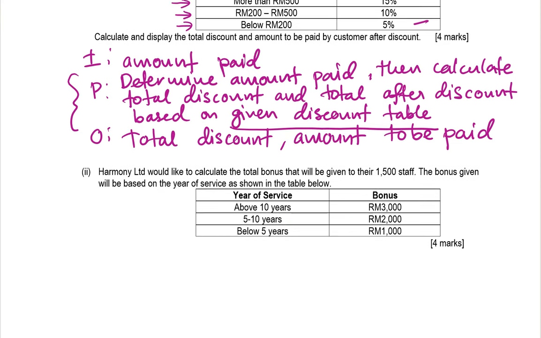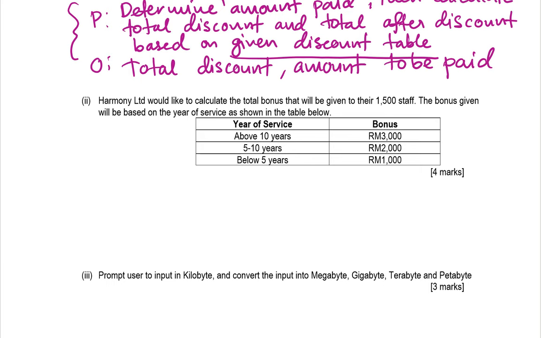Alright, next. For the next question, Harmony Limited would like to calculate the total bonus that will be given to their 1,500 staff. The bonus given will be based on year of service, as shown in the table below. So now, if you refer to this question, what is the control structure? Of course, here you can see the word 1,500 staff. It means that this one is a repetition control structure.